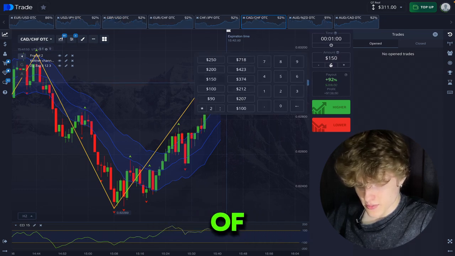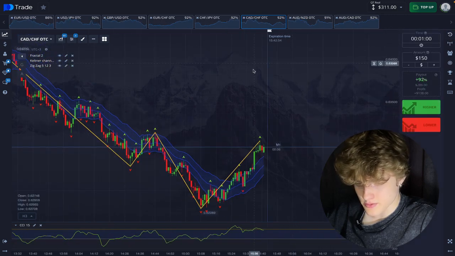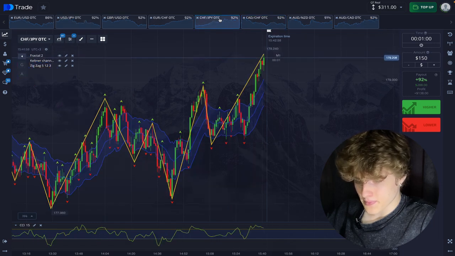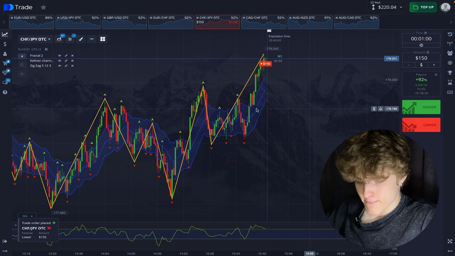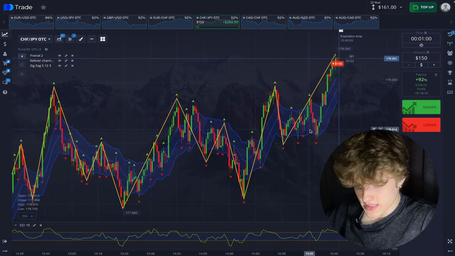Let's change the amount of the volume. I will put probably 150, and let's continue trading. I will pick up the following currency pair. And right here, in my opinion, a relatively good entry point.